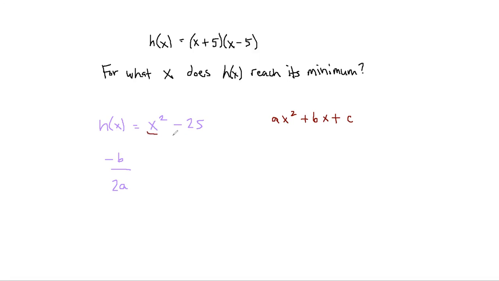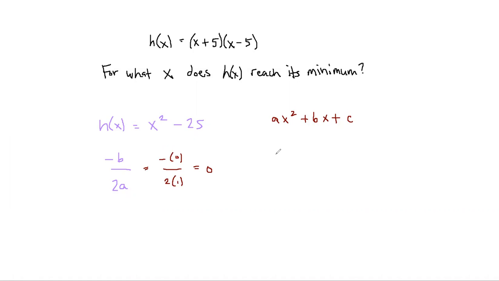Well, we can see by looking at the function as it's written right now that there is no x term. There's just an x squared. We can think about this as 0x. In other words, the value of b is 0. Negative b over 2a then gives us negative 0 over 2 times 1, which is simply 0. The x-coordinate of the vertex, then, is 0. We could find the y-coordinate if we needed to, but the question doesn't go that far.